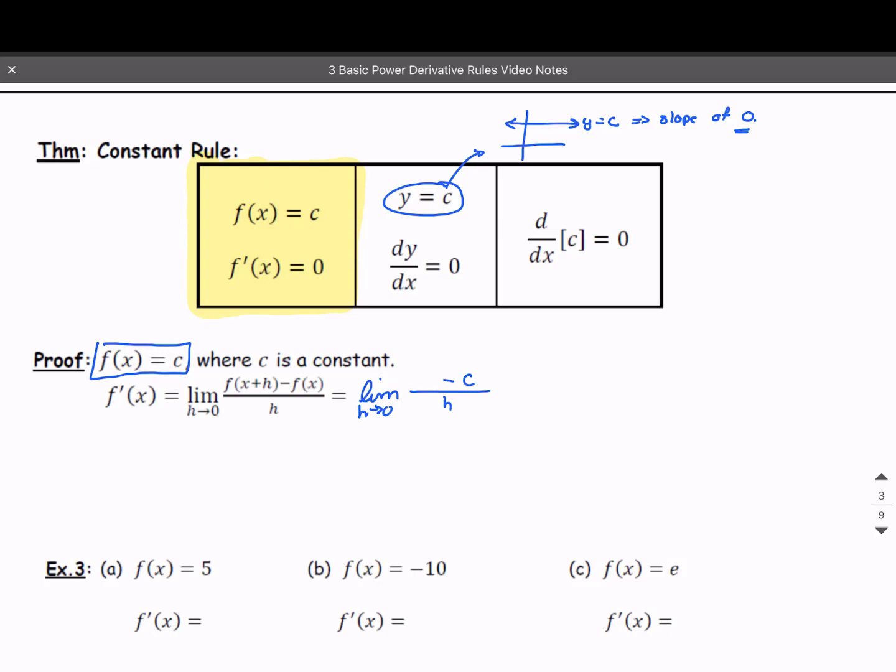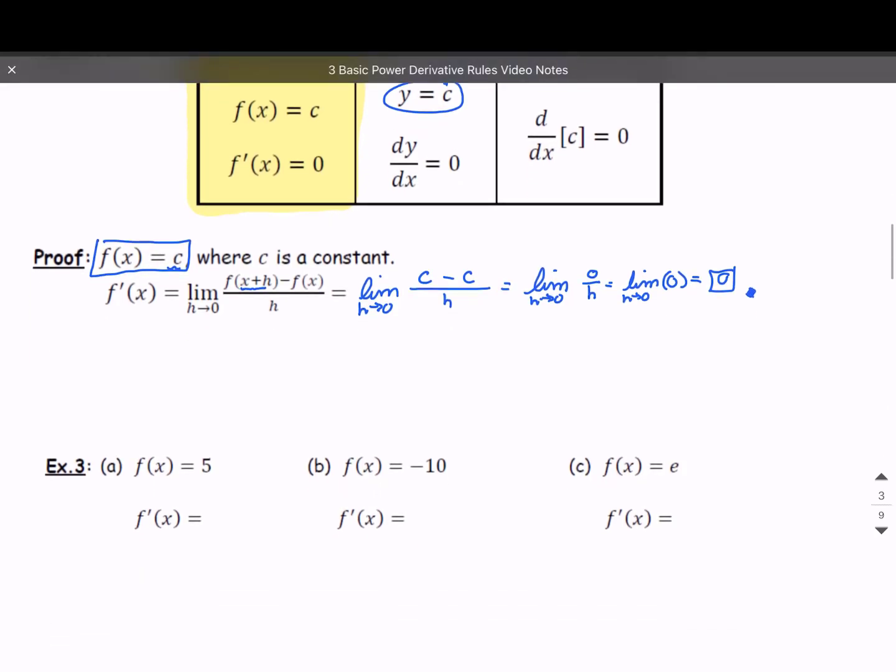It doesn't matter what we're plugging into f, we're always going to get the answer c, which means f of x plus h is the same as f of x, so that when we subtract them, our numerator is 0, which means we're taking the limit as h heads to 0 of 0. That's a constant, and a limit of a constant is that constant, and we are done with the proof.